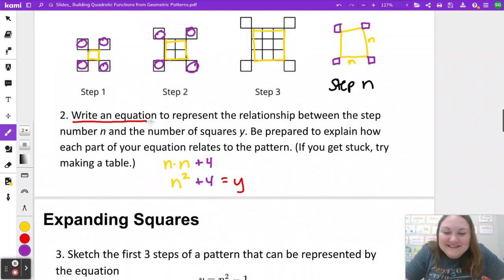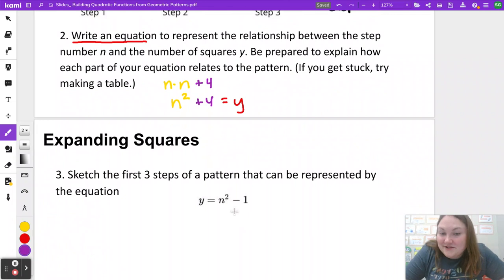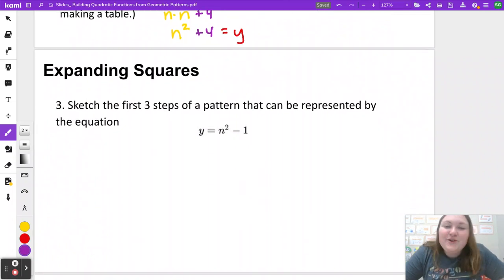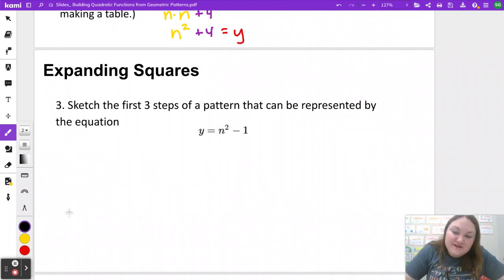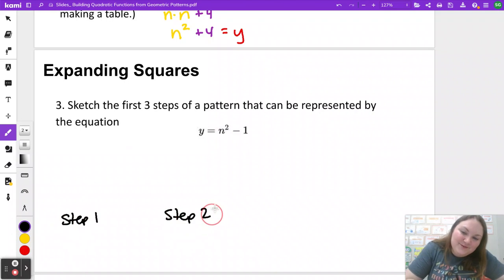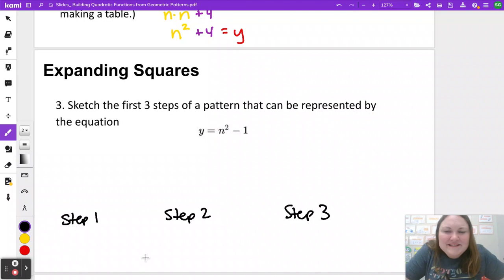So one of the differences in this next one is there's not addition, there's subtraction. Use the examples from yesterday and the examples today to help you try to draw a pattern for this equation here. And you're going to do the first 3 steps. So you're going to draw a picture of step 1, step 2, and step 3. If you have a hard time with step 1, skip over step 1 for now and try step 2 and step 3 first, and then you can go back and try step 1. Go ahead, pause the video, and try that now.